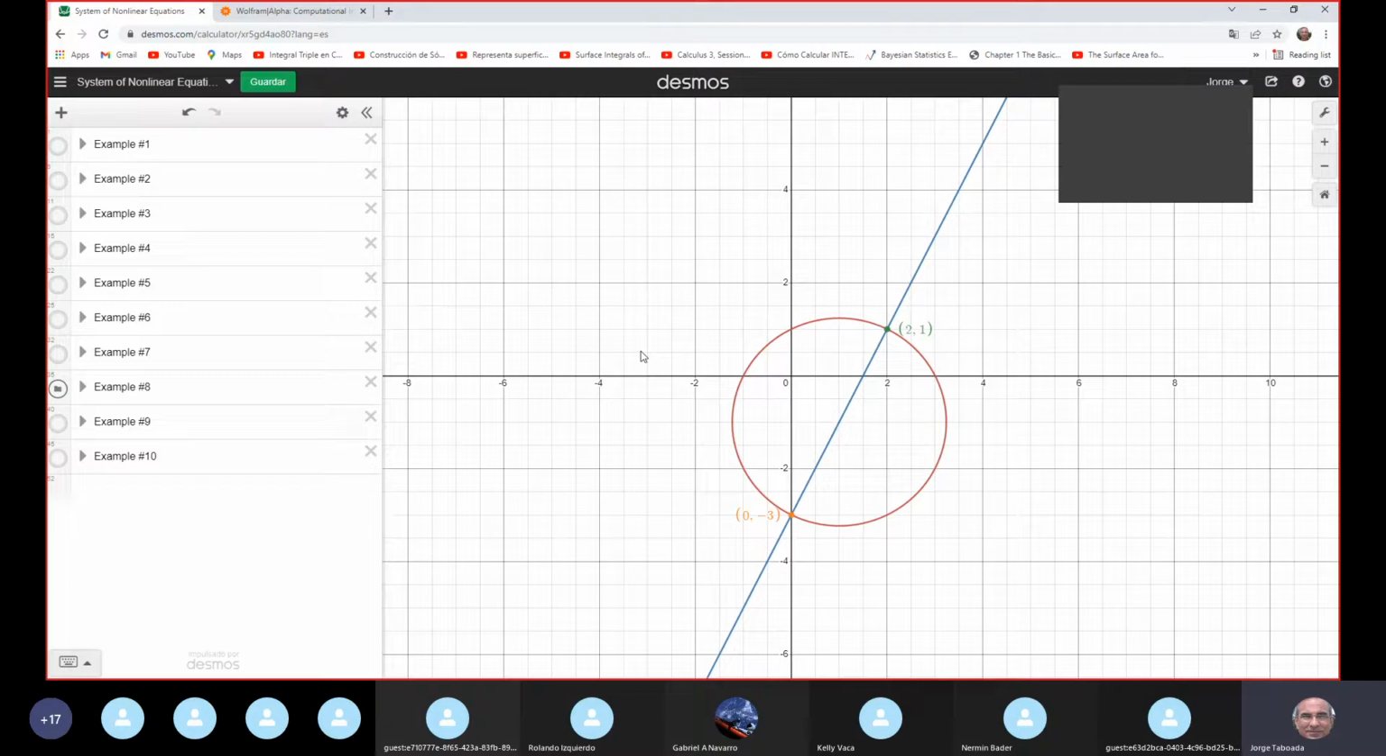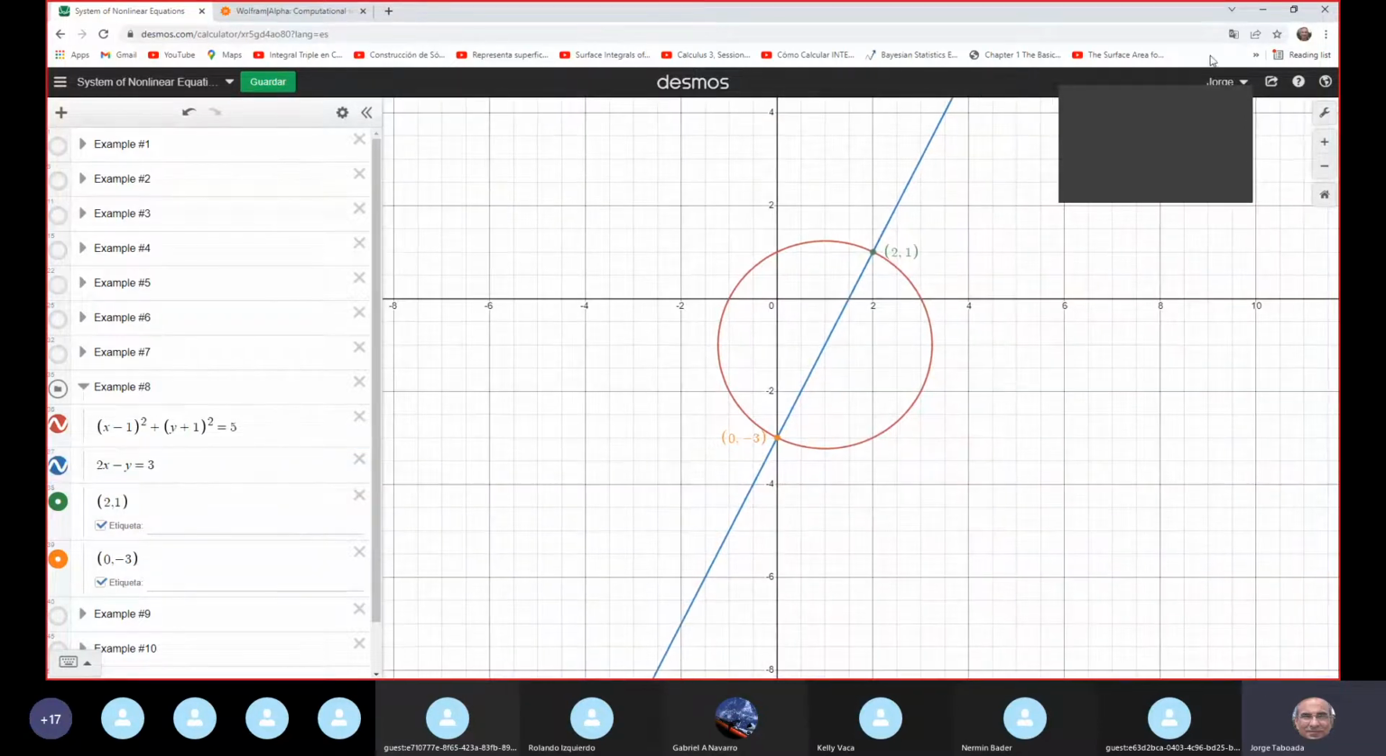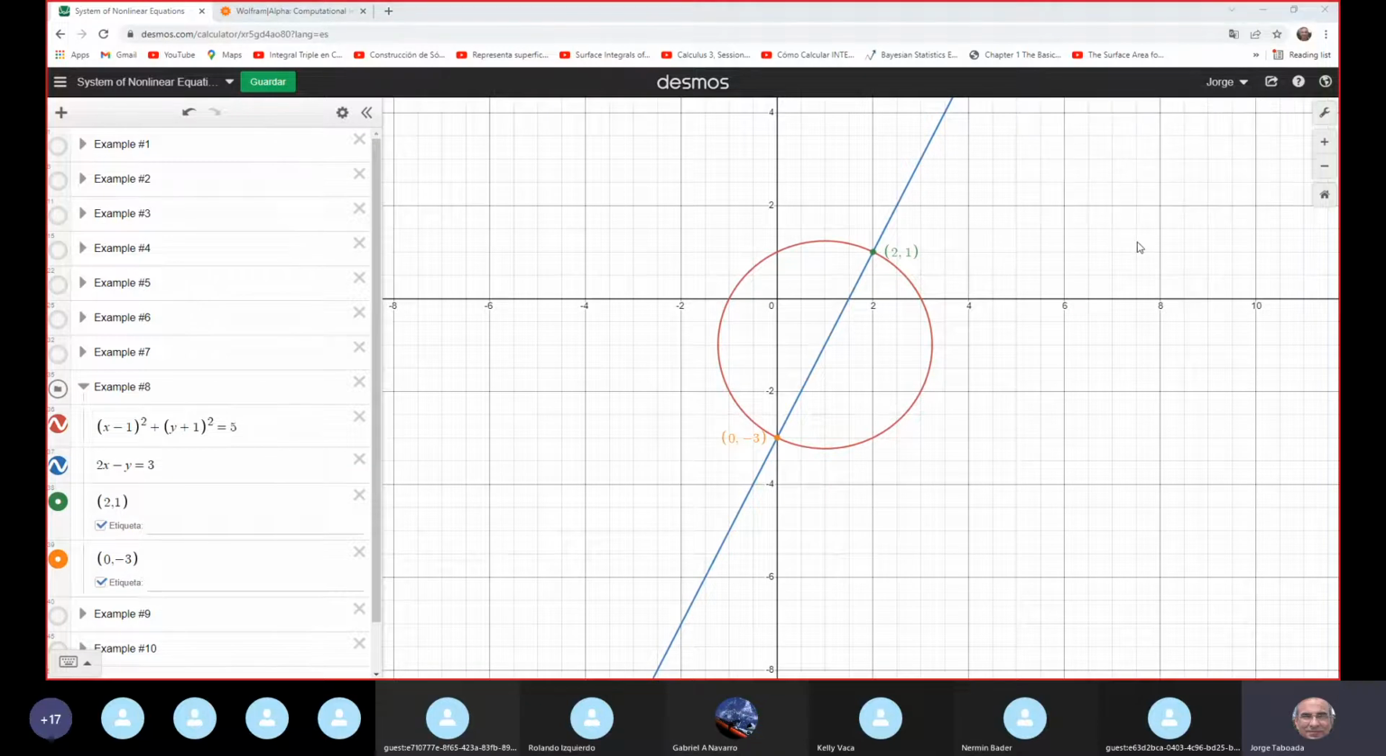Example 8. The first equation, the red one, is a circle. And by the way, the center of this circle is located at the point 1, negative 1, approximately over there. The solution is the intersection between the red equation, which is a circle, and the blue equation, which is a line. And the solution exactly is 2, 1 and 0, negative 3. End of story. Any questions, guys?